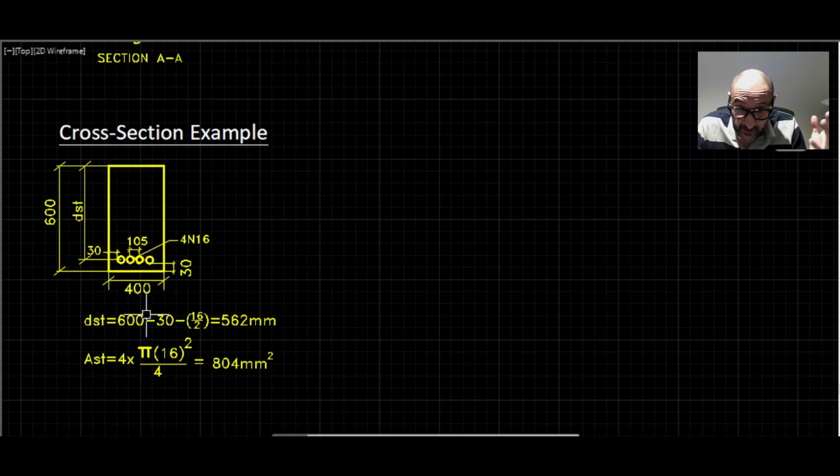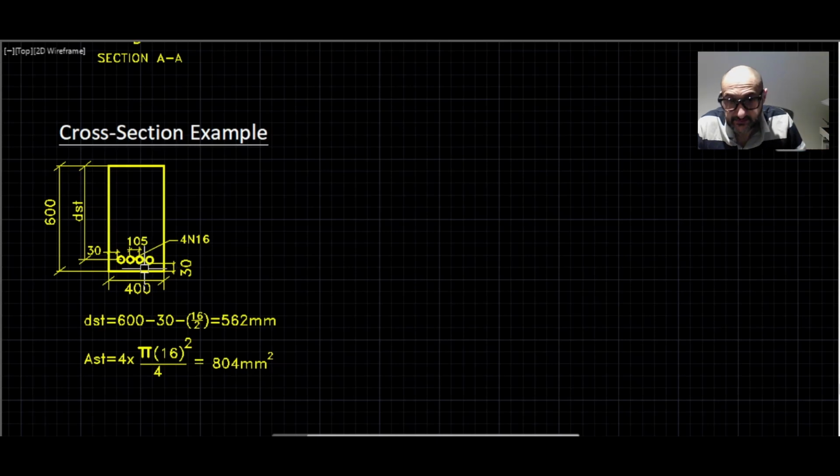So how do we calculate Ast and dst? Okay, let's have a look. The bottom cover is 30 millimeters, and we will assume also the side cover is 30 millimeters as well. dst, the effective depth, is simply 600 minus 30, minus the cover 30, minus 16 divided by 2, which is half the bar diameter. And that will be 562 millimeters. And the reinforcement area: we've got 4 bars multiplied by pi d squared over 4, and d in this case is 16. So pi times 16 squared over 4 multiplied by 4 of them, and that will give us 804 millimeters squared.